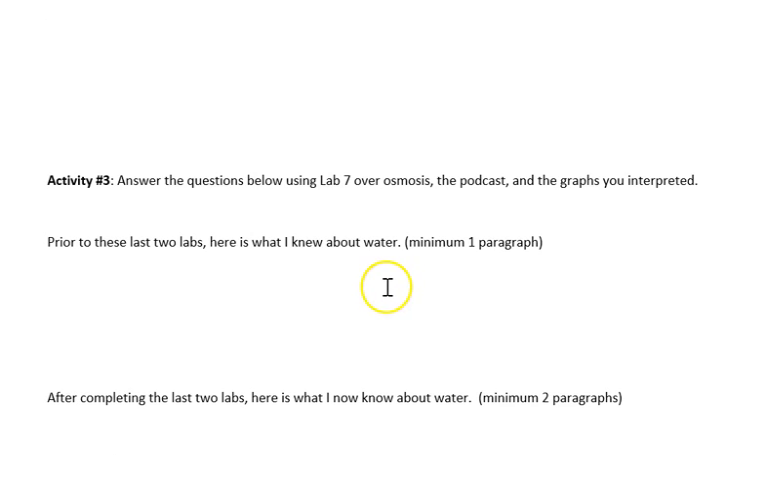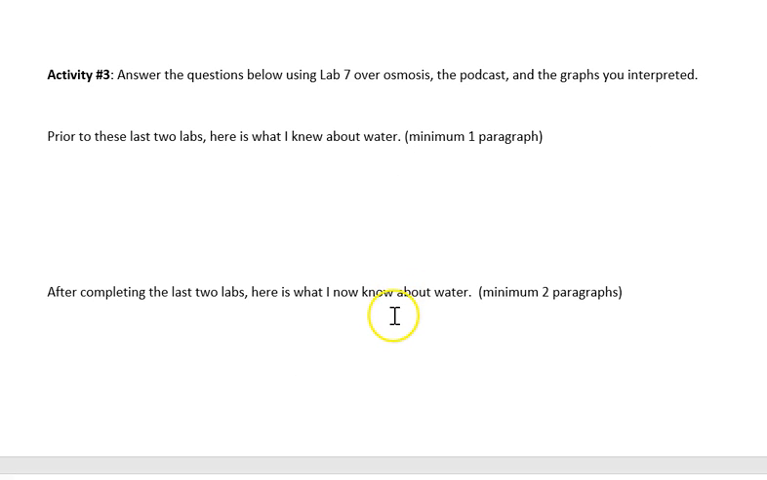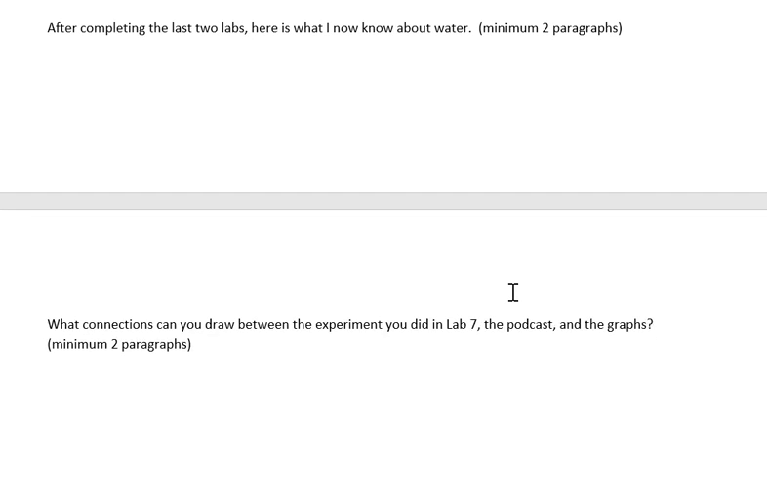Prior to these 2 labs, here's what you knew about water. So what did you know about water before these 2 labs? After completing these 2 labs, here's what I now know about water. I give you a minimum. Now remember, a paragraph is not 2 to 3 sentences. It's a good 5 to 7 quality sentences. So again, minimum 2 paragraphs. If you don't tell me anything in those 2 paragraphs, then you're not going to do well. So it needs to be quality paragraphs.